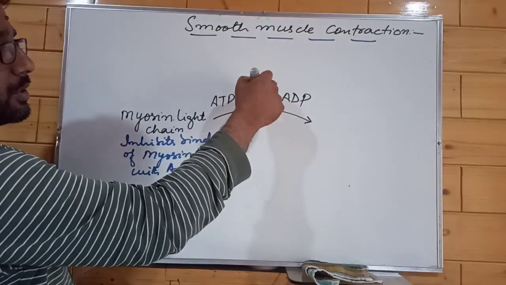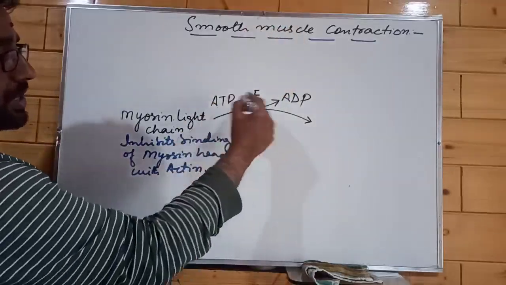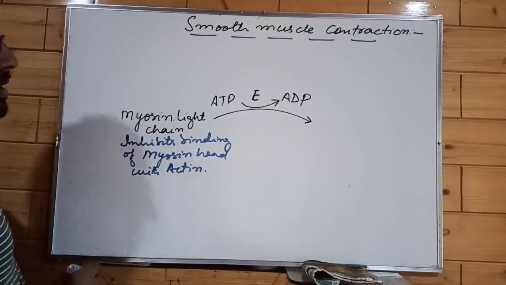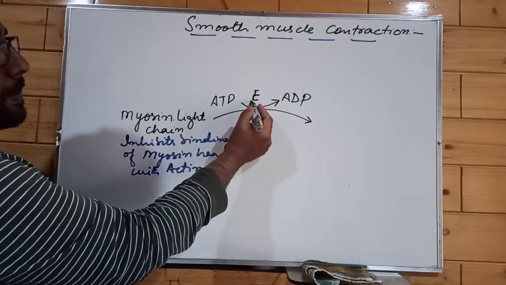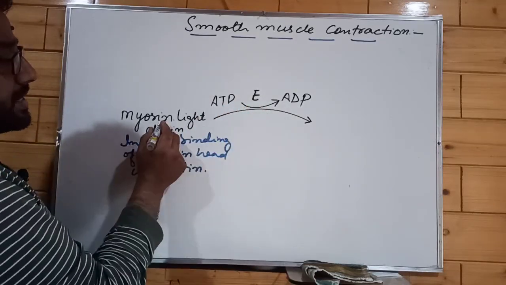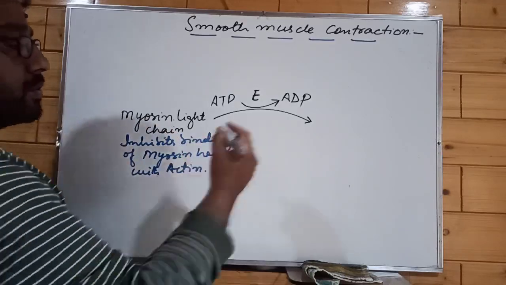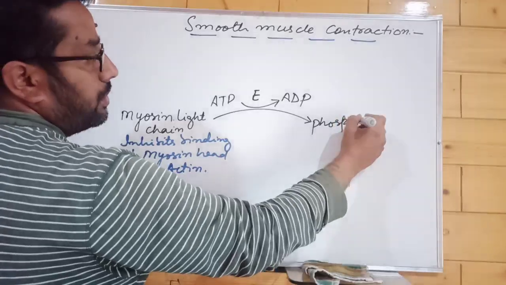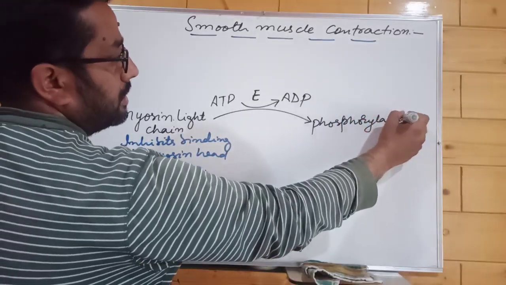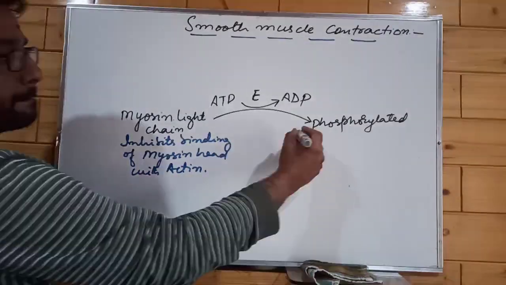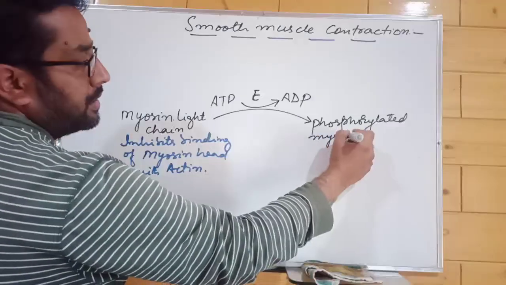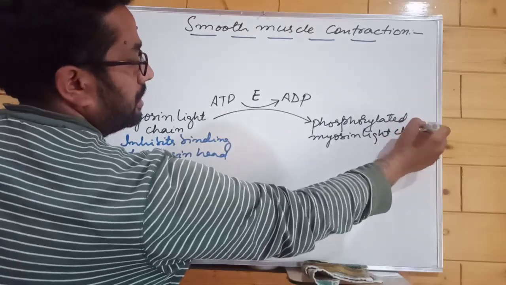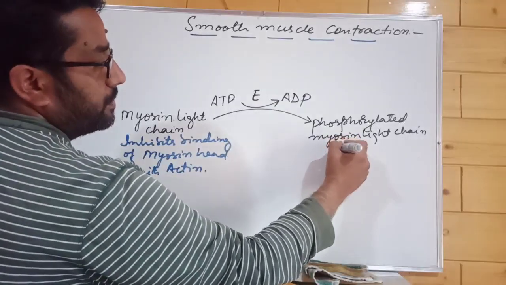ये एक aspect होगा इसको समझने का, और ये दूसरा एस्पेक्ट है. पहले मैं ये कंप्लीट करता हूँ, फिर मैं इस एंजाइम के बारे में आपसे बात करता हूँ. So one is this enzyme, it is taking phosphate from the ATP and is adding the same to the myosin light chain. So I should write here: phosphorylated myosin light chain. Now this is active.